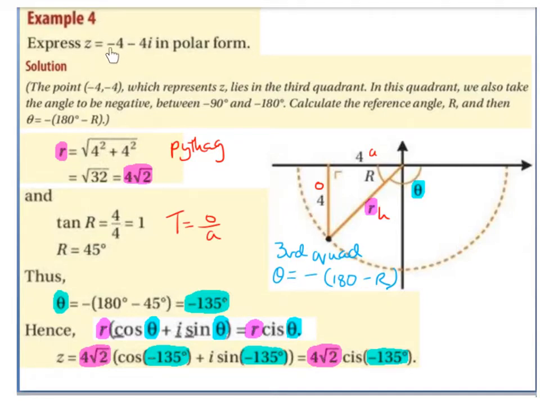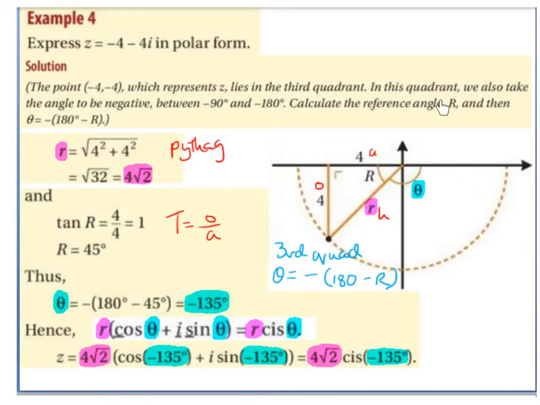Express z equals minus 4 minus 4i in polar form. The point minus 4 minus 4i, which represents z, lies in the third quadrant. Here's our third quadrant now. And here we have minus 4 on the real axis and minus 4 on the imaginary axis. So we plot our point z. In this quadrant, we also take the angle to be negative, between minus 90 degrees and minus 180 degrees.